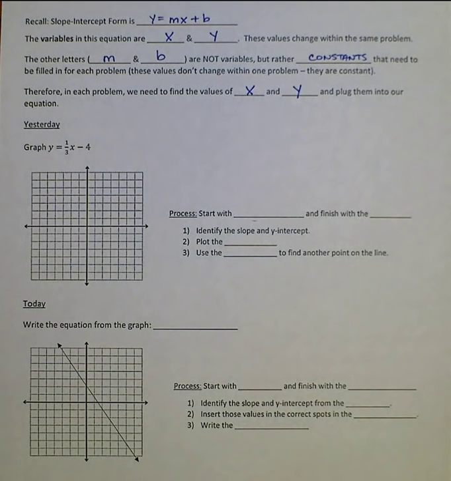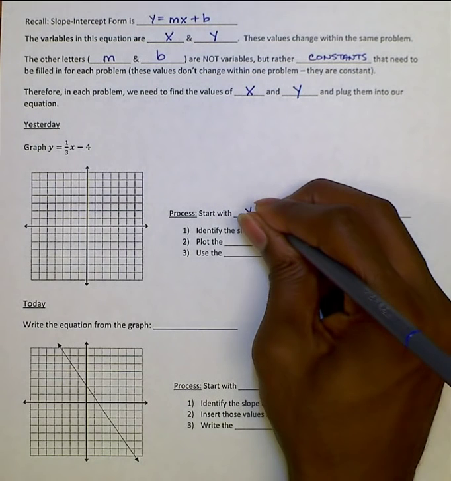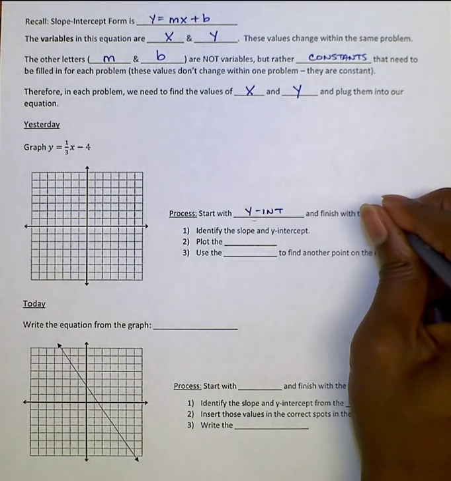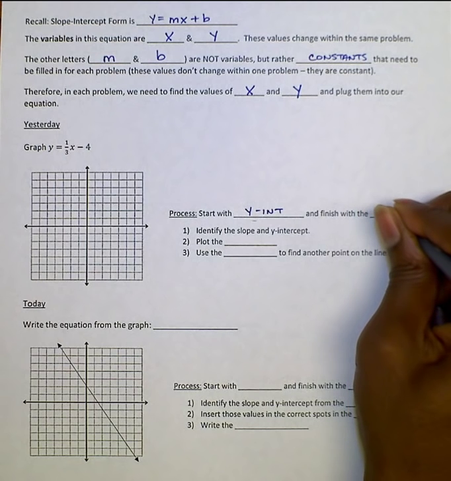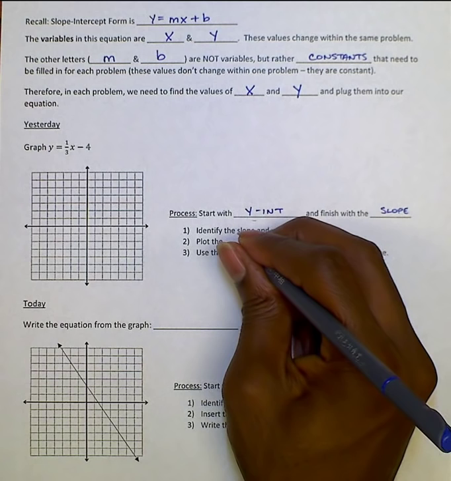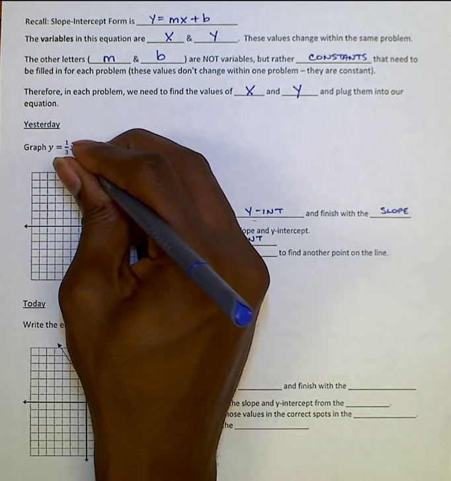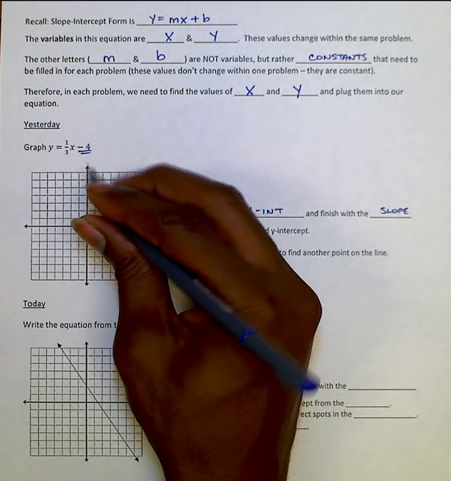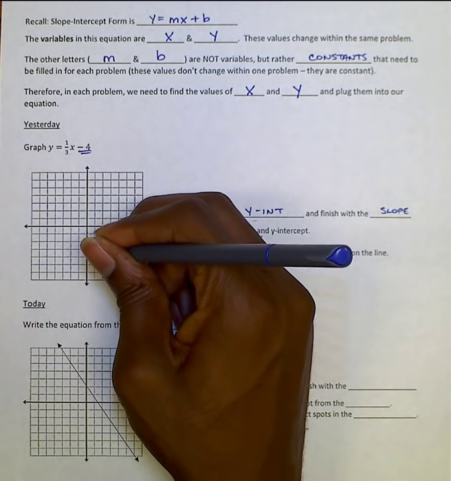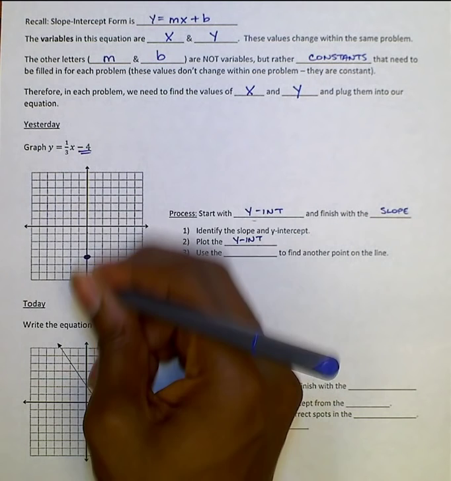So here's what we did yesterday, kind of a refresher. We had y equals 1/3 x minus 4. We always start with the y-intercept and finish with the slope. So we're going to plot the y-intercept. In this case, the y-intercept is -4, the number without a variable by it. And so we go down 1, 2, 3, 4. Our start is always on this vertical line. That's always where we start.